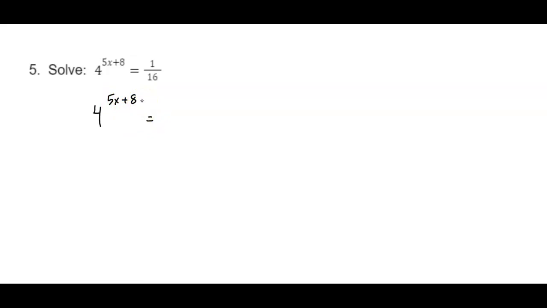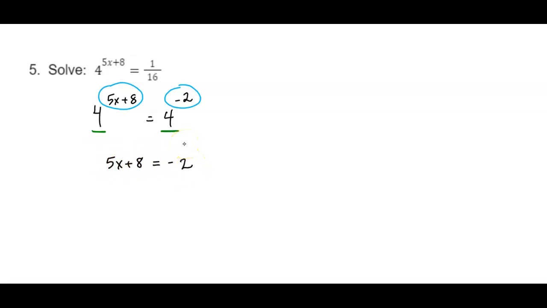But remember, if the 16 is on the bottom, that means the exponent must have been negative. So 1 over 16 can be rewritten as 4 to the negative second. Now we have a situation which is exactly what we want. The bases of our exponentials are the same. If we're saying these things are equal and the bases are already equal, then all we have to do is set the exponents equal to each other. So we can say that 5x plus 8 equals negative 2.